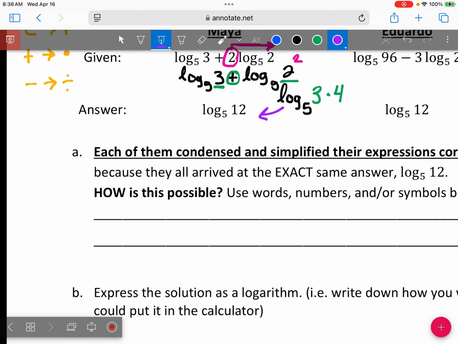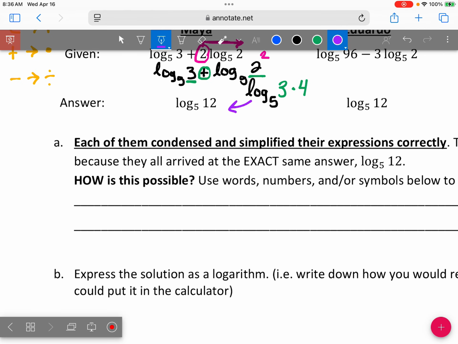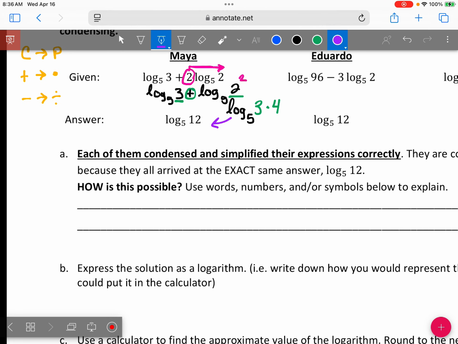If we wanted to get a decimal for her answer, because that's what part B is asking us here, how could we put this into the calculator? Our yellow calculators don't have the option to put in a weird base like that. So if we want to be able to find the solution, how would we put it in the calculator?